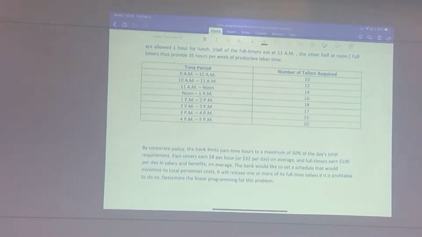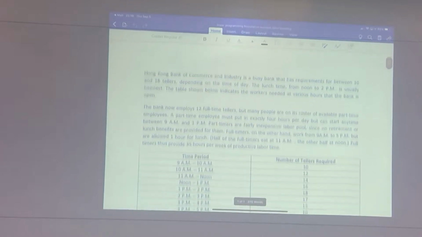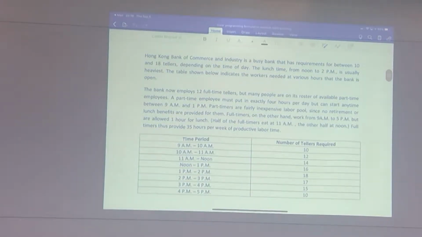Determine the linear programming formulation for this problem. Okay, so please take your time a little bit and I will show you the solution. This kind of problem can help you for the case study, of course, about labor planning.